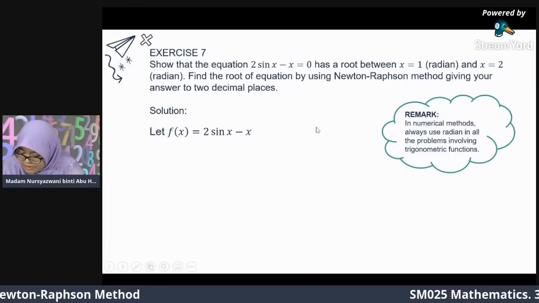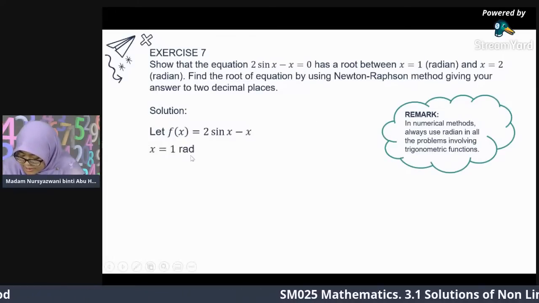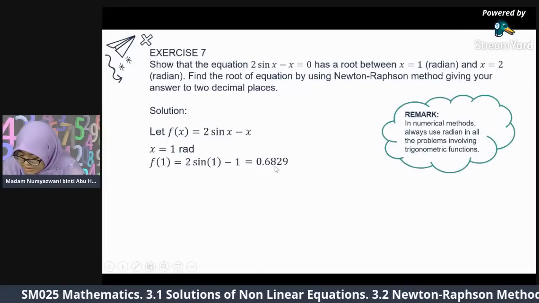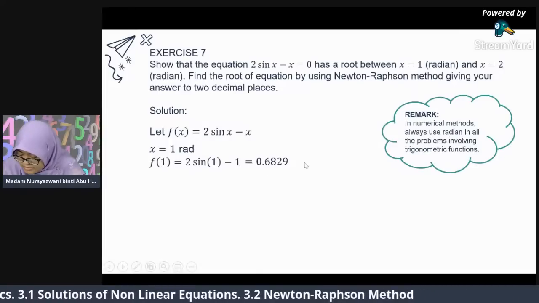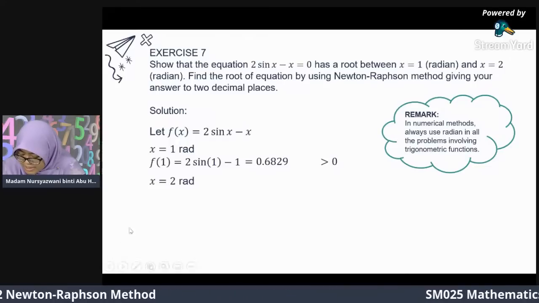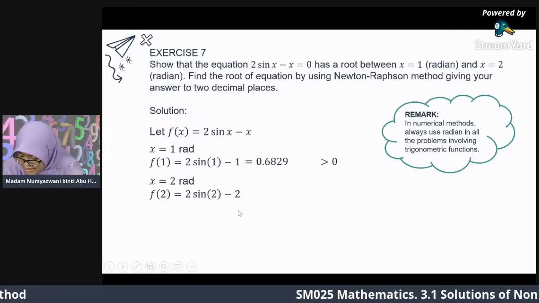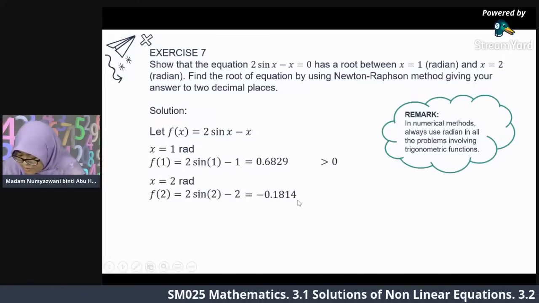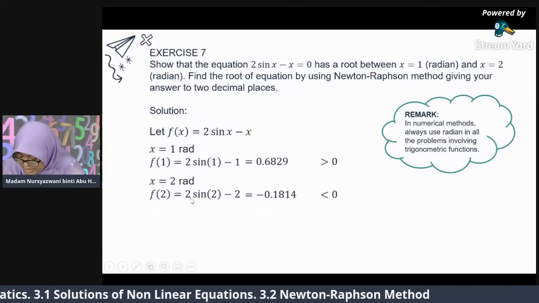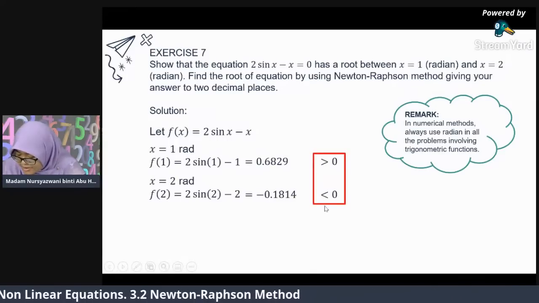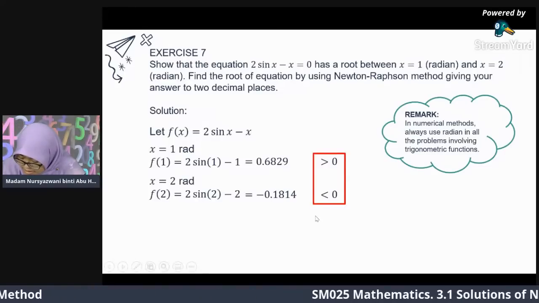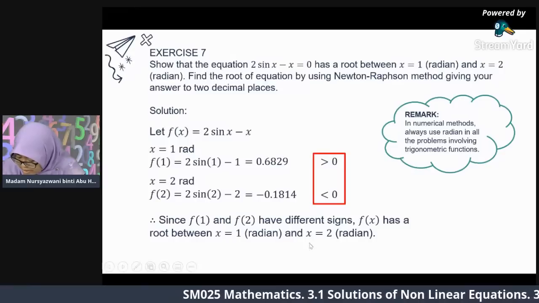Okay, so next we substitute x equal to 1 in radian. So we get 0.6829. So this value greater than 0. Next we substitute x equal to 2 into fx and we get negative 0.1814. So this value less than 0. Since F1 and F2 have different sign or opposite sign, so there has a root between 1 and 2.